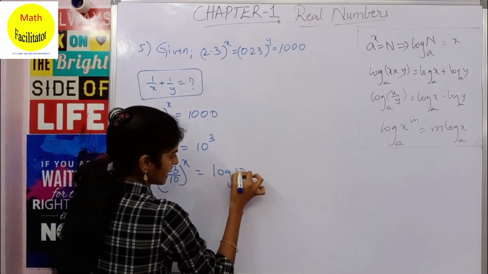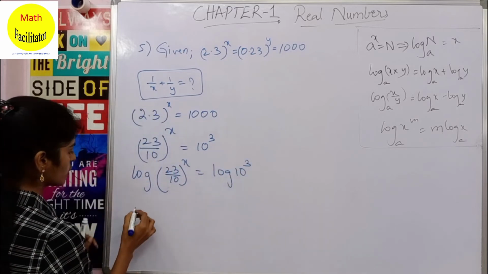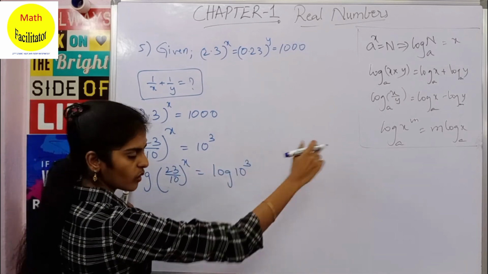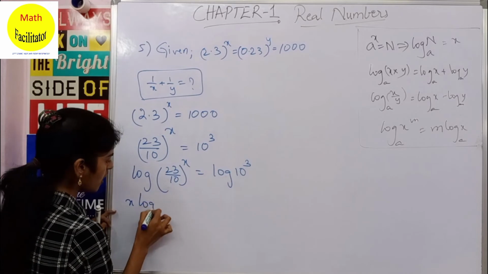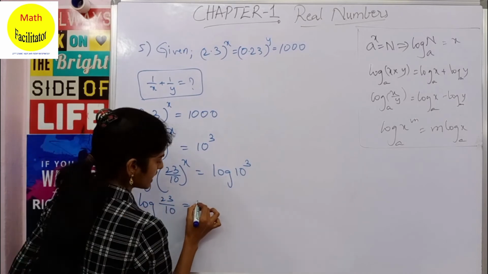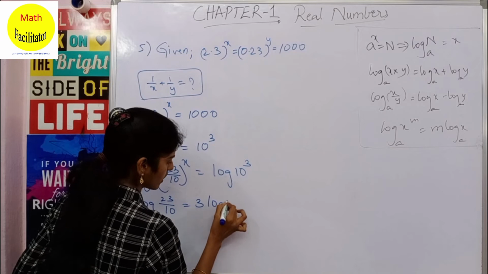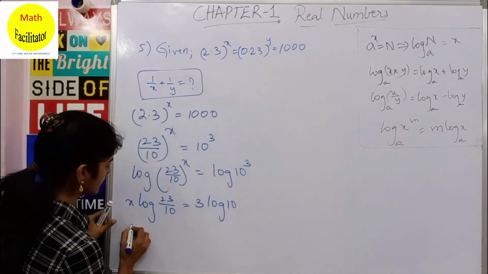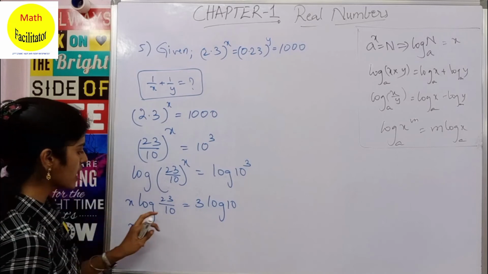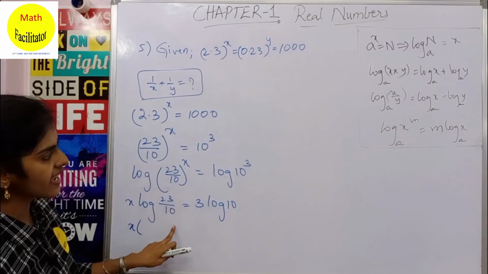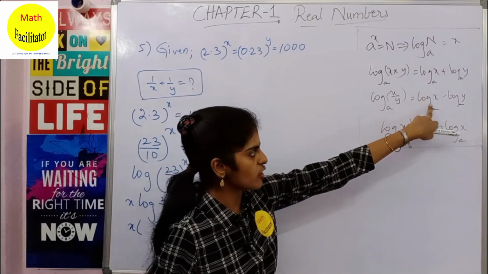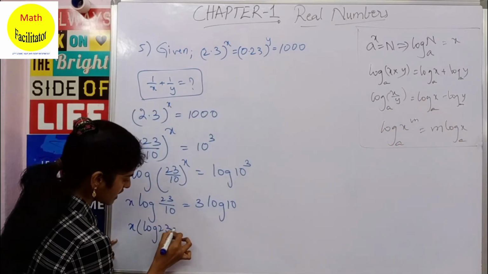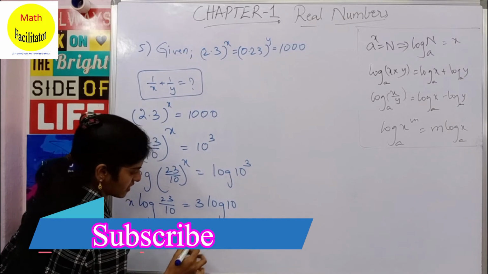Okay, so this is of the form log x power m, so it is m log x. Clear? Equal to 3 log 10. Since this is also of the form m log x, this is nothing but x into, now this is log x by y form, so it is log x minus log y. So let us write here, it is log 23 minus log 10.